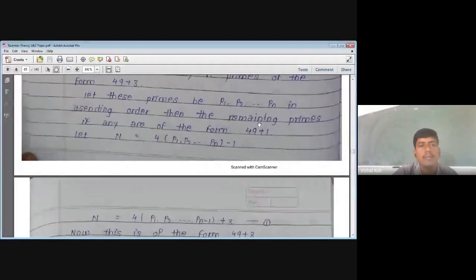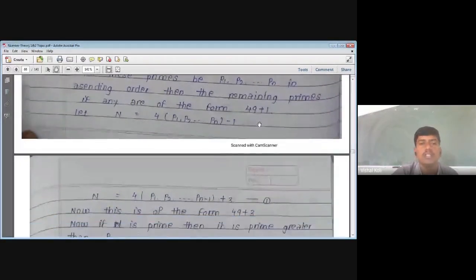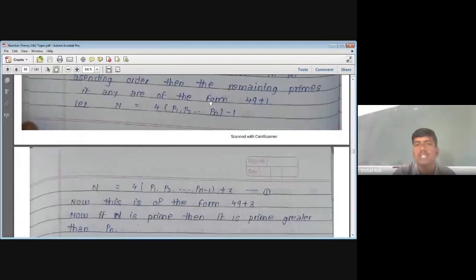Now let us consider capital N to be the integer which is 4 times the product of these n primes, that is p1 p2 up to pn, minus 1. That is, N is one integer which is 4 times the product of p1 p2 up to pn, minus 1. Therefore this N can be written as 4 times (p1 p2 up to pn minus 1) plus 3. That is, it is nothing but the previous step, 4 times p1 p2 up to pn minus 4 plus 3. Minus 4 plus 3 is nothing but minus 1.